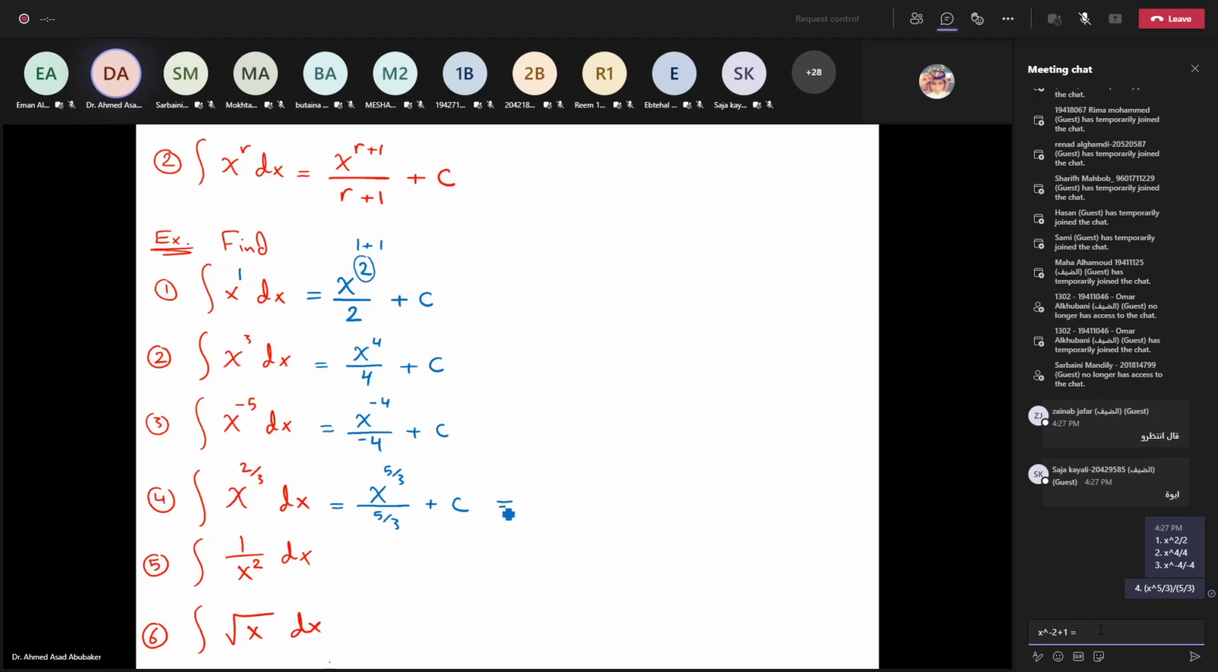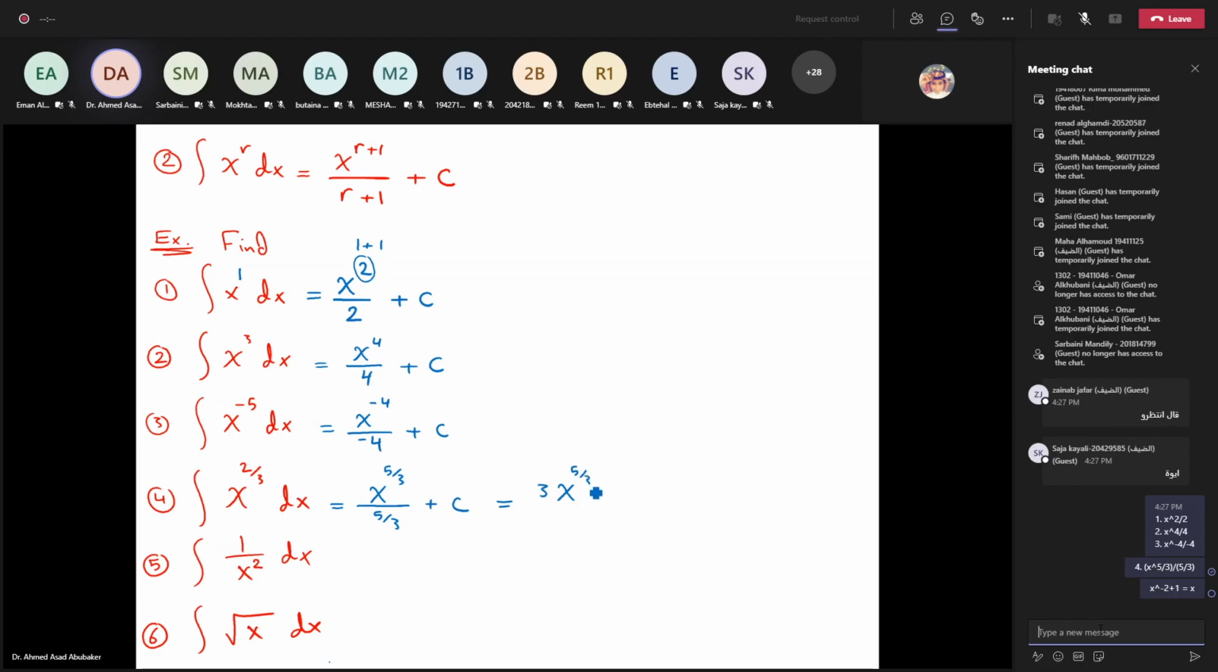And this is equal, if we need to simplify more, the denominator of the denominator equals the numerator. So we have 3x to the power 5 over 3, all over 5, plus c. The denominator of the denominator, we raise it to the numerator. Okay.